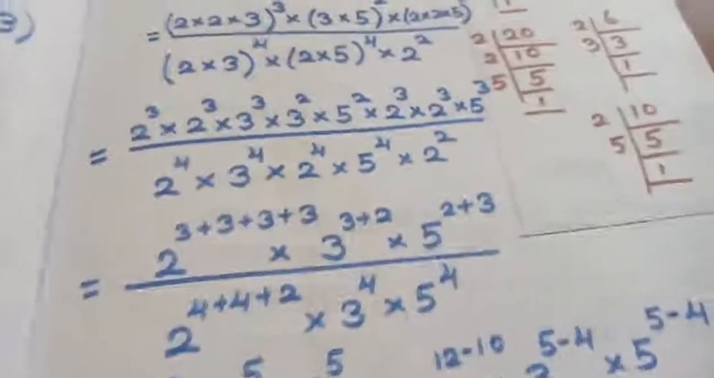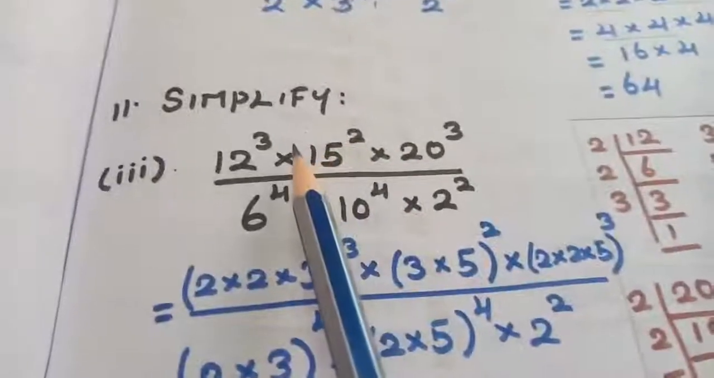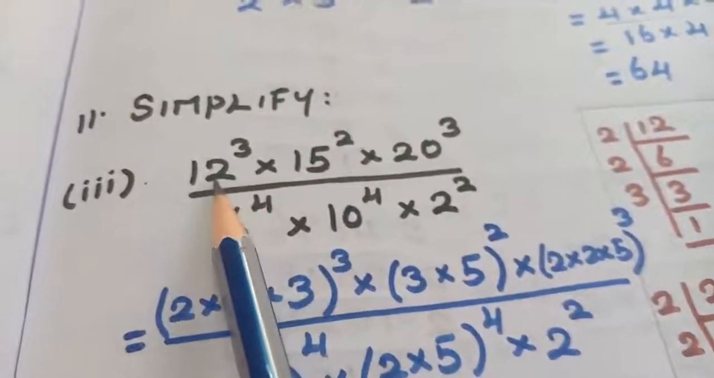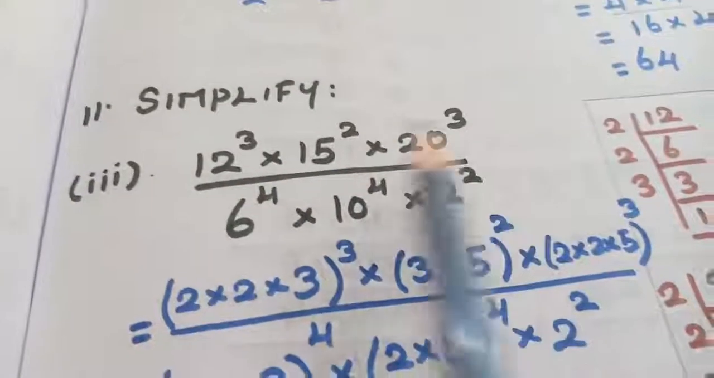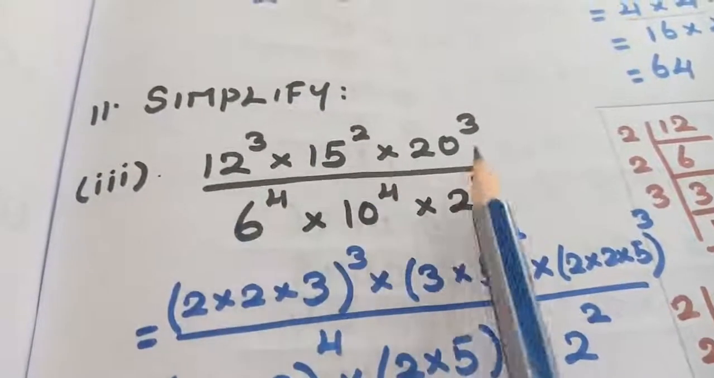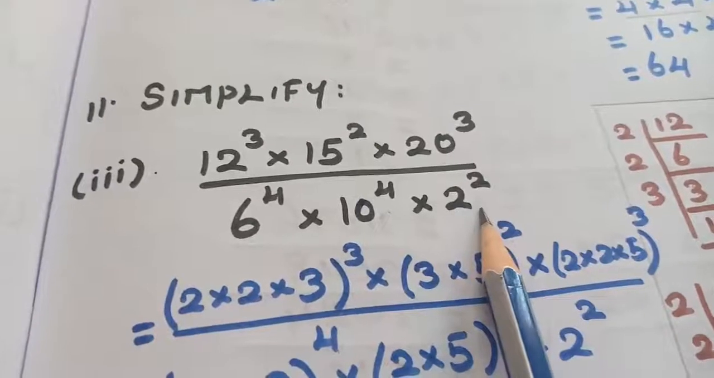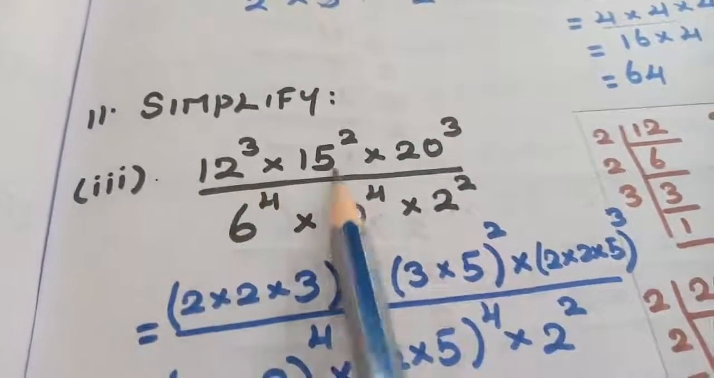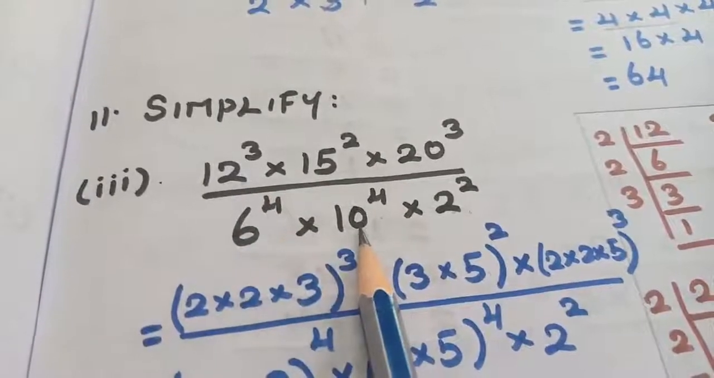So keep this in your mind, students. Whenever they are asking you to simplify the values, check the base. Take the base. I am not talking about the power, I am taking the base. 12, 15, 20, 6, 10. 2 is already a prime number, I am not going to disturb this one.